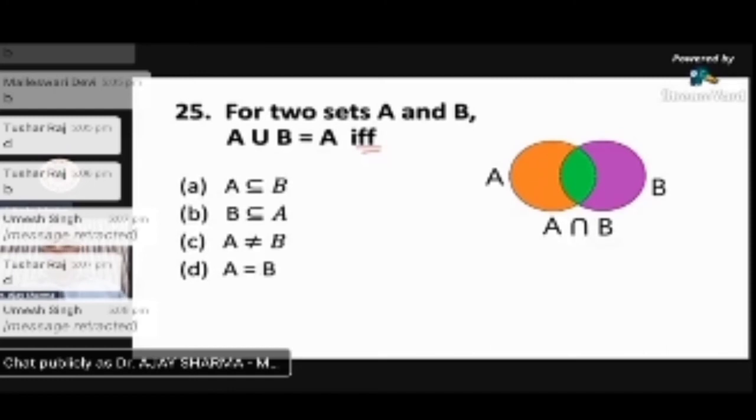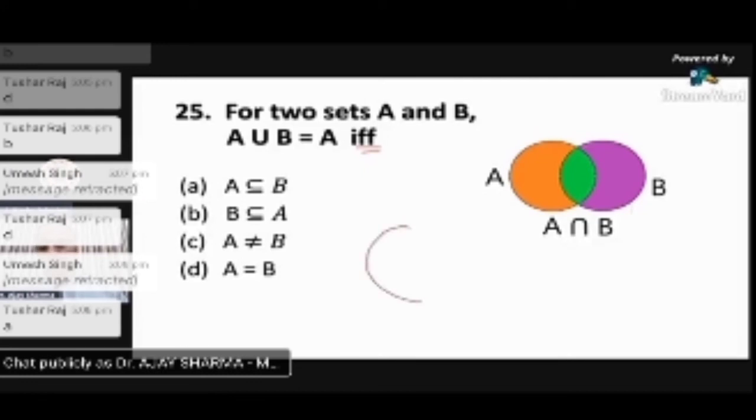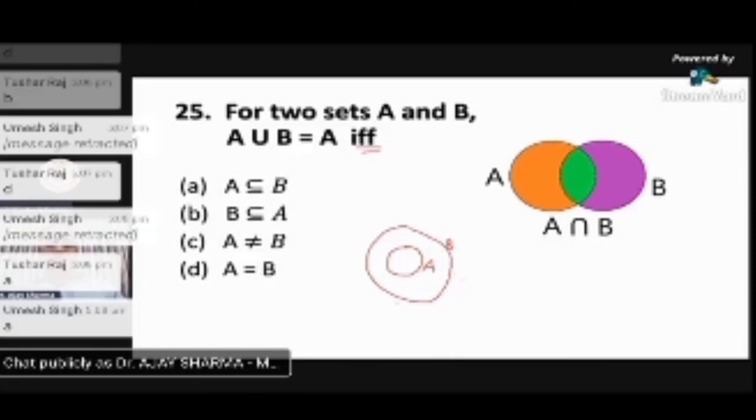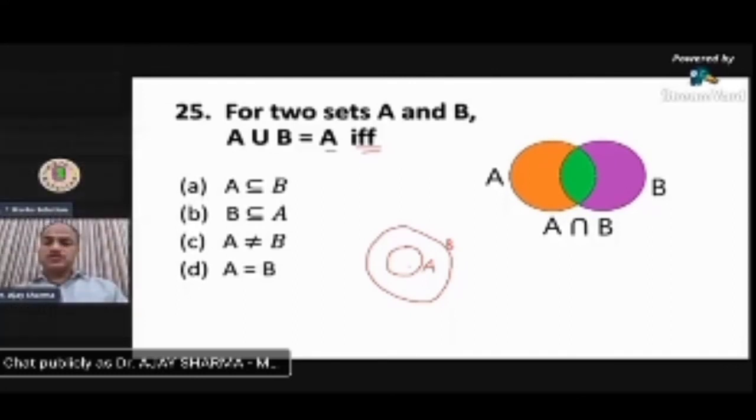Let me see. There was one more figure where I wrote sets like this. I want to show like this. Suppose this is set A and set B. So if we say like this, what can be possible? Set B is containing set A. In that case, what will A union B be? A union B will be the entire set B. But here it is A. So this first possibility is not allowed.